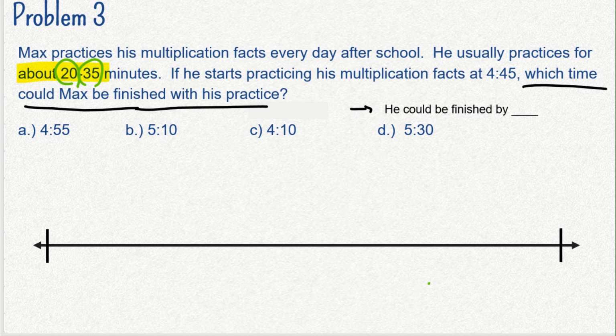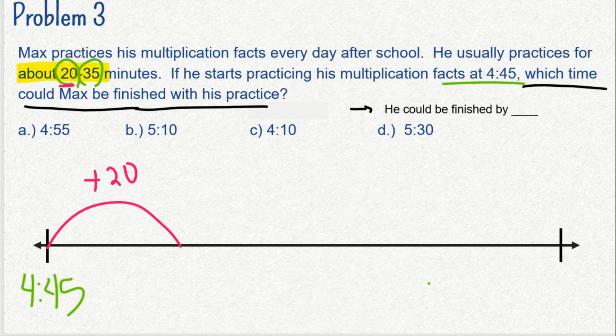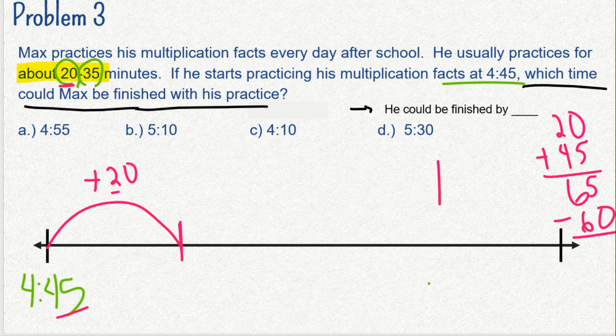Now, it says if he starts practicing his multiplication facts at 4:45, what could be a possible time that he finishes? So this is our start time, 4:45. Now I'm going to start with 20 minutes. He's going to practice for 20 minutes. This is the end of 20 minutes. 20 plus 45 is going to give me 65. I subtract 60, which is 1 hour, so that's 1 hour and 5 minutes.